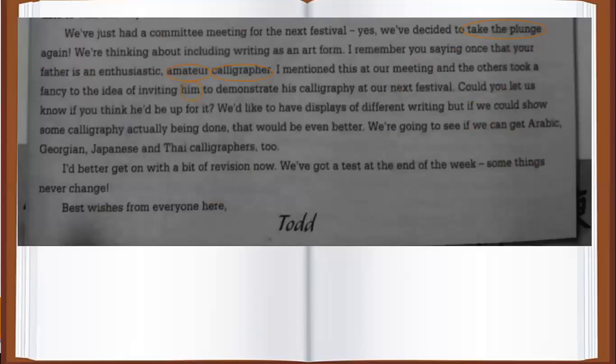And now let's start with the last paragraph to know more about what Todd asked Lee to do. So listen carefully to this paragraph.